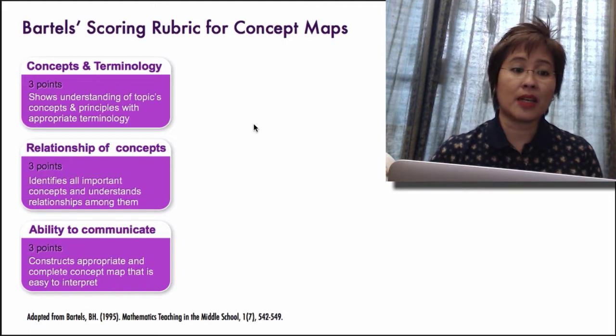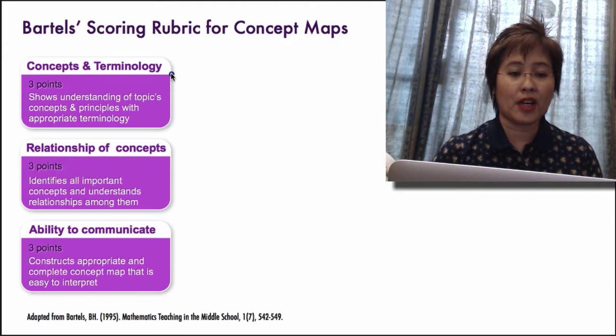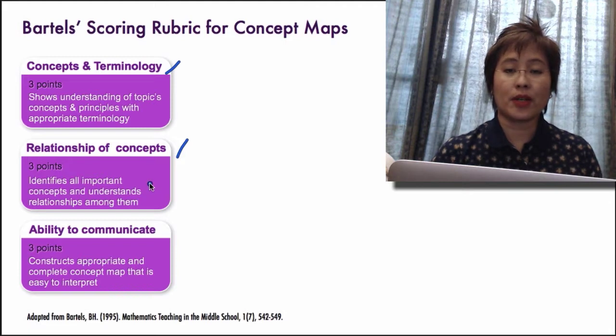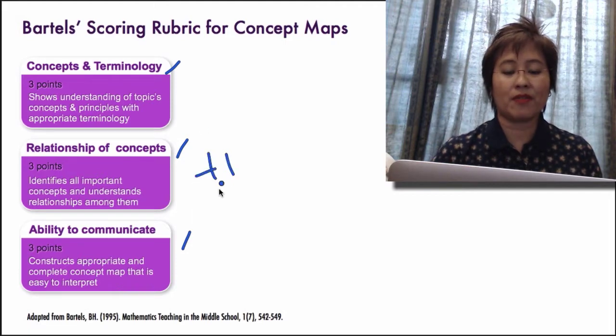I will be using Bartels scoring rubric for concept maps, which has a total score of 9, and that's because it scores 3 points for concepts and terminology. I only put on the slide the perfect score, which would be given for showing understanding of topics, concepts and principles with appropriate terminology. Relationship of concepts: identifies all important concepts and understands relationships among them. Ability to communicate: constructs a concept map that is easy to interpret. Maybe I should add +1 point for effort.